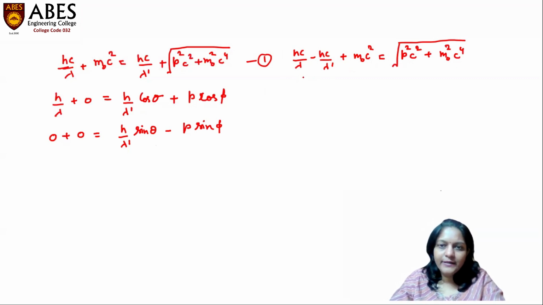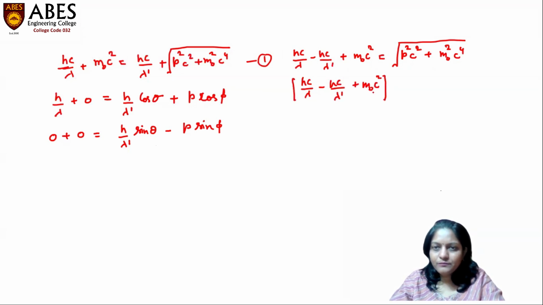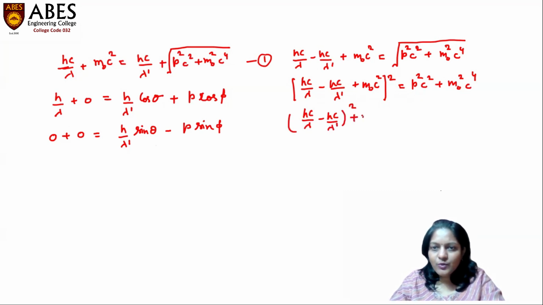Squaring on both sides: (hc/λ − hc/λ' + m₀c²)² = p²c² + m₀²c⁴. By applying the (a+b)² formula, we can open this bracket as (hc/λ − hc/λ')² + m₀²c⁴ + 2(hc/λ − hc/λ')m₀c².